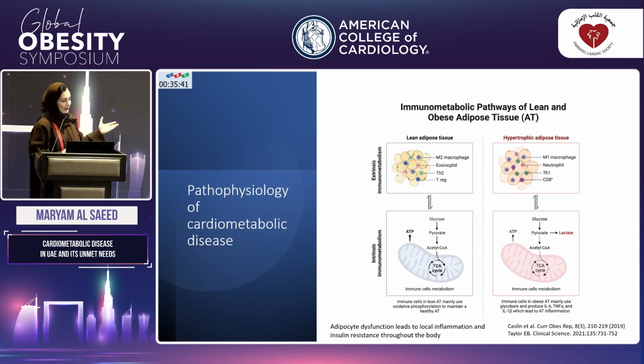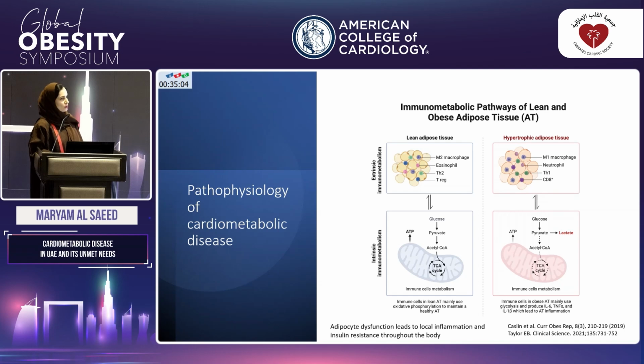So to start with, let's look at the adipocytes, as per the definition of abnormal excess fat that impairs health. If we look at adipocytes in lean adipose tissue, in normal individuals who don't have overweight or obesity or don't carry the genes that make them prone to insulin resistance, you'll find that they use mainly oxidative phosphorylation. This is the internal process within the cells to maintain equilibrium.